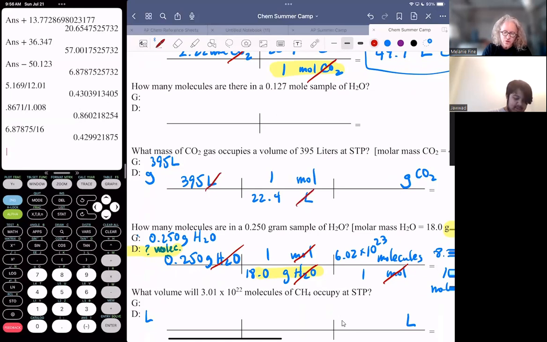Once I have moles, now what do I put in the denominator of the next problem? The same exact thing. What's the same exact thing? You have to tell me. What unit goes in the denominator? Moles, okay, got it. Perfect.